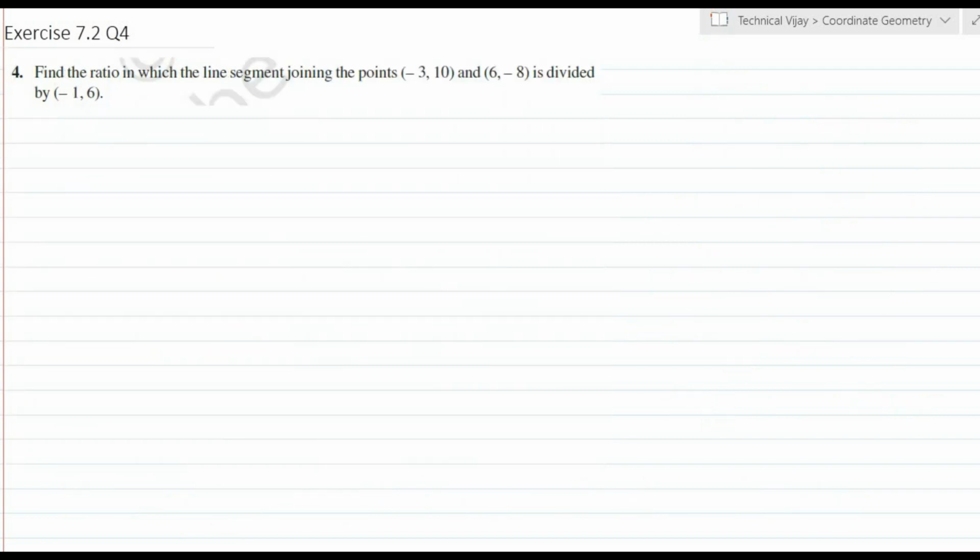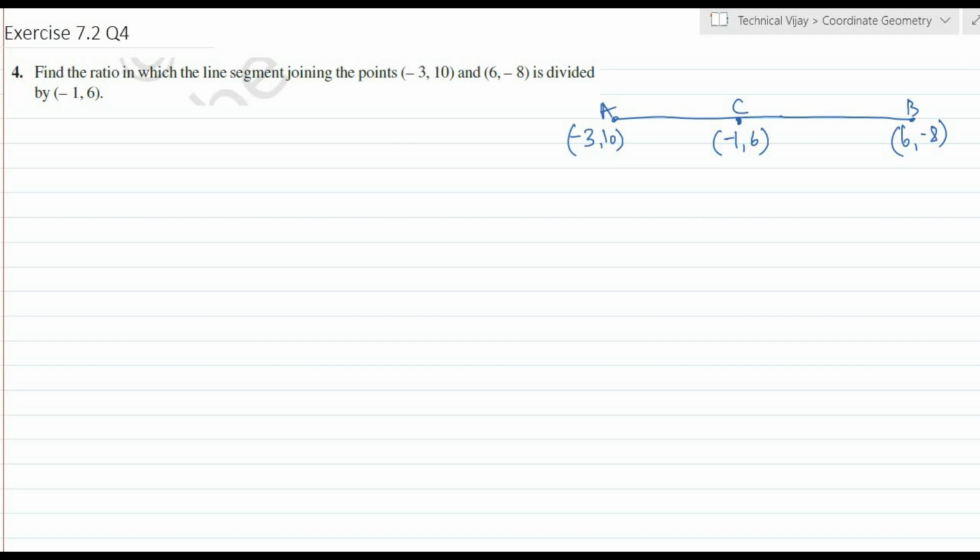Now, find the ratio in which the line segment joining the points (-3, 10) and (6, -8) is divided by (-1, 6). So here two points are given: -3, 10 and 6, -8. And the coordinate of another point is -1, 6, which divides the segment. So we will label them A, B and C.